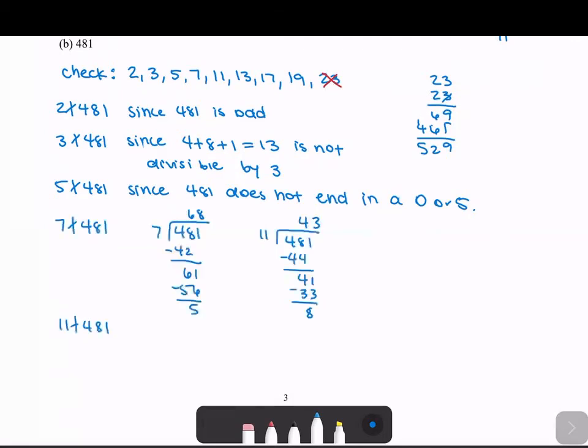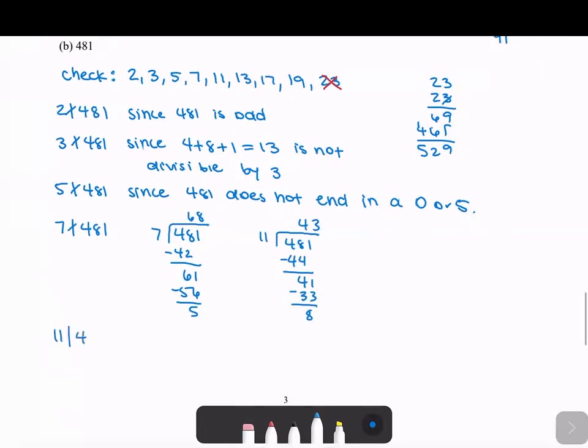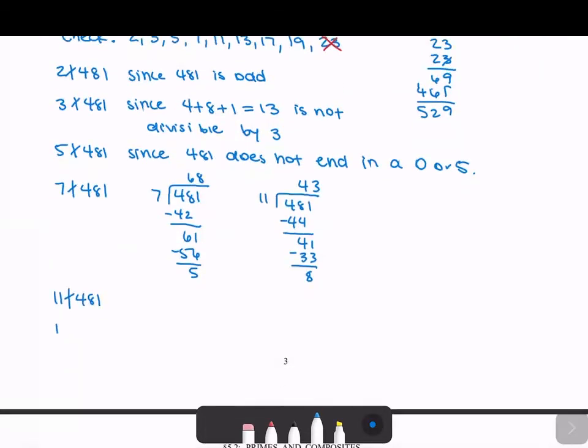Oh no, sorry about that. I don't know why I did that. I just wanted to rewrite this. So 11 divides 481, does not. The next one we need to check is 13. Does 13 divide 481?